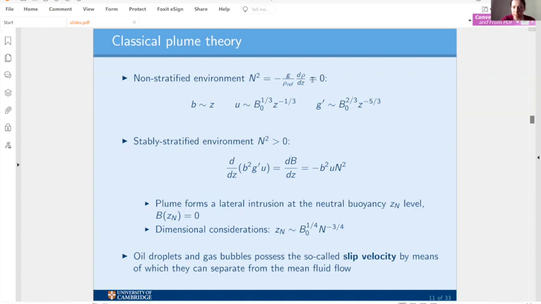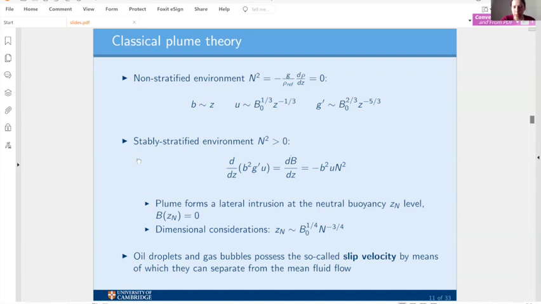For that particular case, we can derive that the main characteristics of the plume, namely the plume width, the velocity within the plume, and the reduced gravity within the plume, scale as these expressions here. I just would like to draw your attention to this expression on the left-hand side, which basically tells us that the width of the plume scales linearly with the vertical height above the plume source, and it means that we are going to expect a typical conical shape in a non-stratified environment.